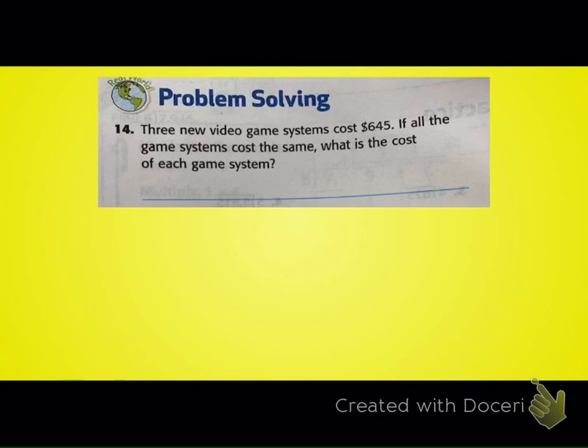Let's take a look at this problem. 3 new video game systems cost $645. If all the game systems cost the same, what is the cost of each game system? All right, on your paper, go ahead and solve that. Pause the video, and when you're done, go ahead and hit play again for the answer.